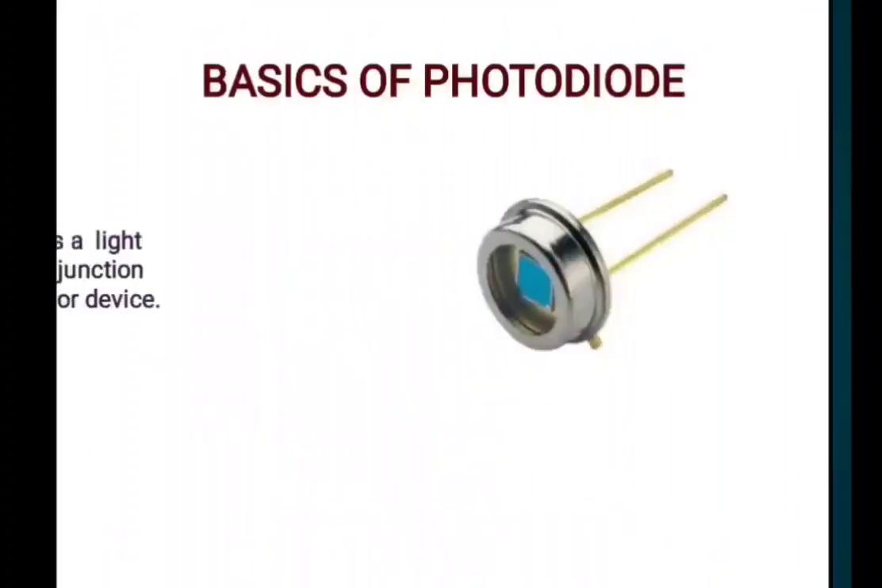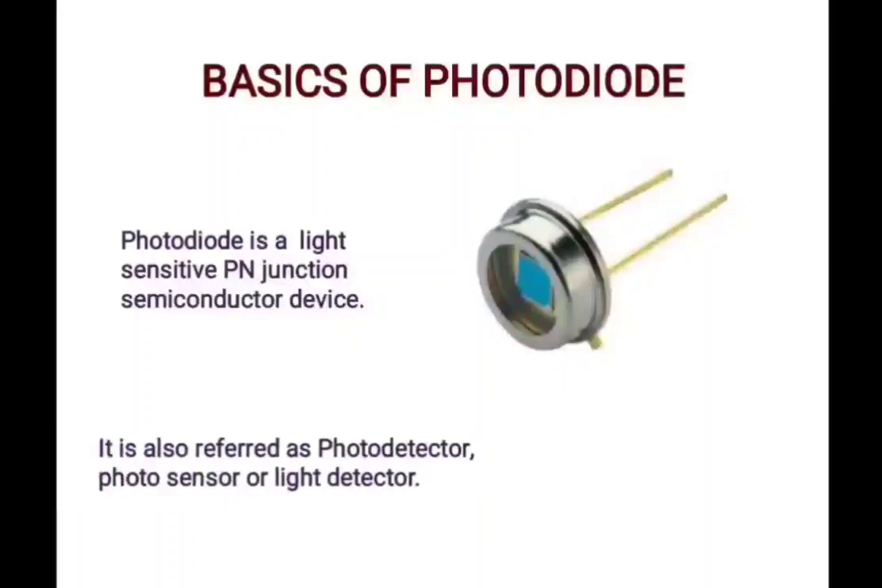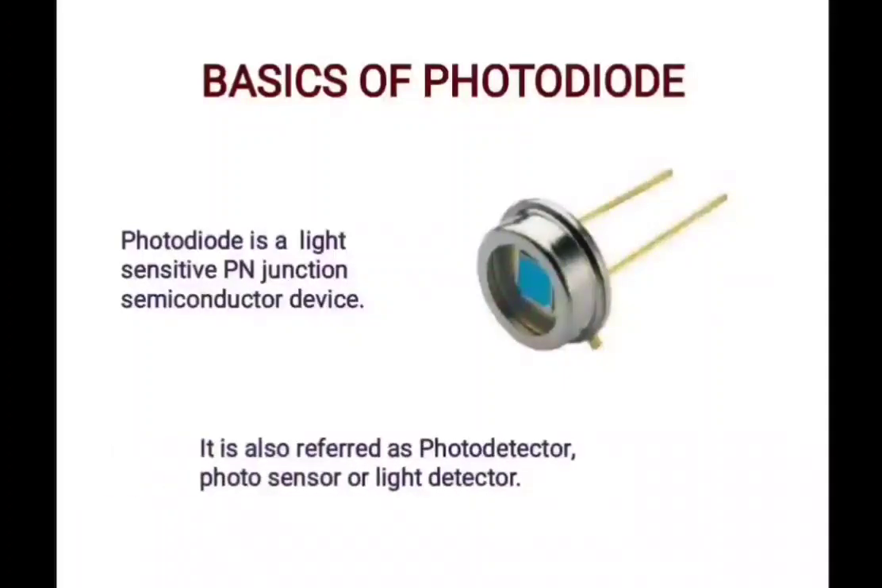A photodiode is a light sensitive PN junction semiconductor device. To receive the light, the active area of the photodiode is kept transparent. It may contain an inbuilt lens. So when light or photon falls on the photodiode, it easily converts light into electric current. In other words, the intensity of light can be detected by a photodiode. So it is also referred to as photodetector, photosensor or light detector.